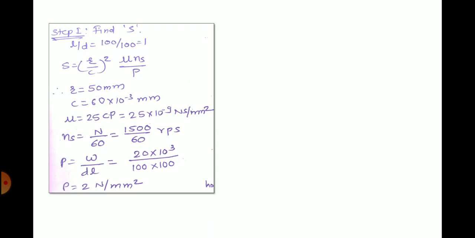So first step is find out L by D ratio, that is 100 by 100 is equal to 1. Okay, so 100 is length and D is diameter of journal, so both are 100 mm, so 100 by 100 is equal to 1. Now we'll find out Summerfield number. To find out Summerfield number, what is the formula? Formula is Summerfield number is equal to (R by C) whole square into mu Ns by P. So this is my formula. So we'll find out one by one now.